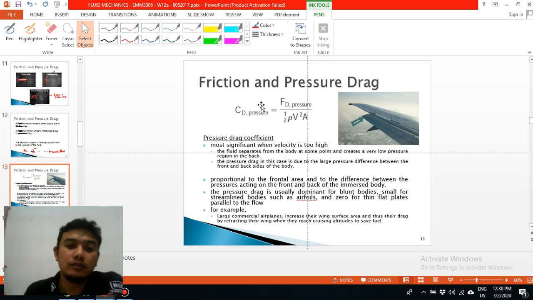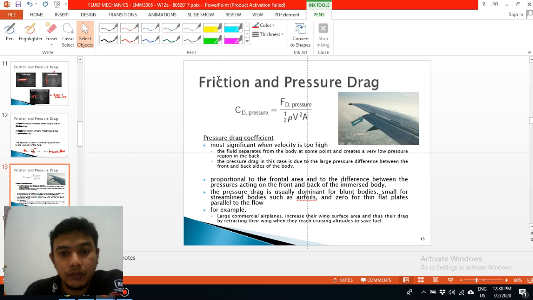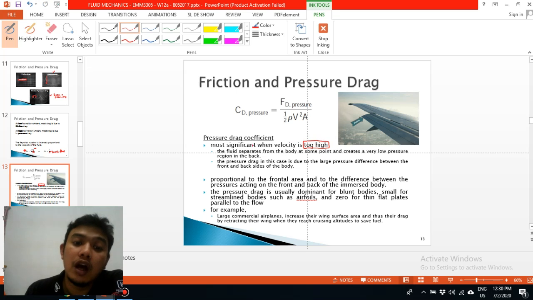So this is the friction and pressure drag. What is pressure drag coefficient? Pressure drag coefficient is most significant when velocity is too high. When you have high velocity, the fluid separates from the body at some point and creates a very low pressure region in the back.